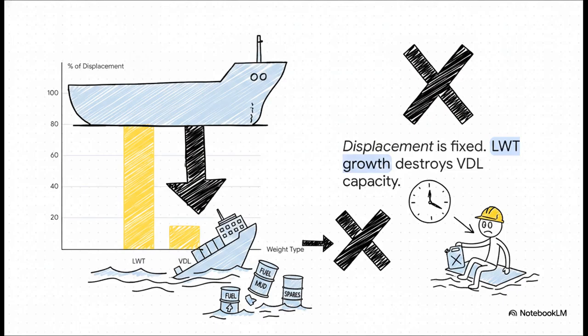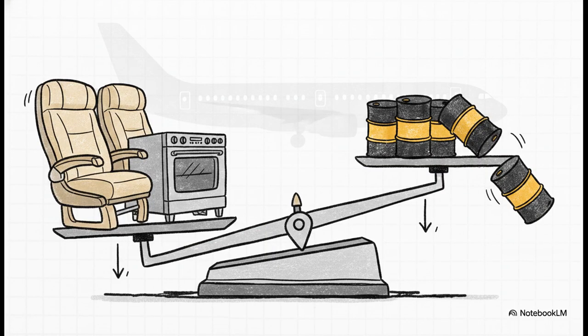And the truly scary part? Operations usually only discovers this fatal constraint years later, out at sea, when they physically can't load the supplies they need to function. Think about it like a long-haul aircraft.